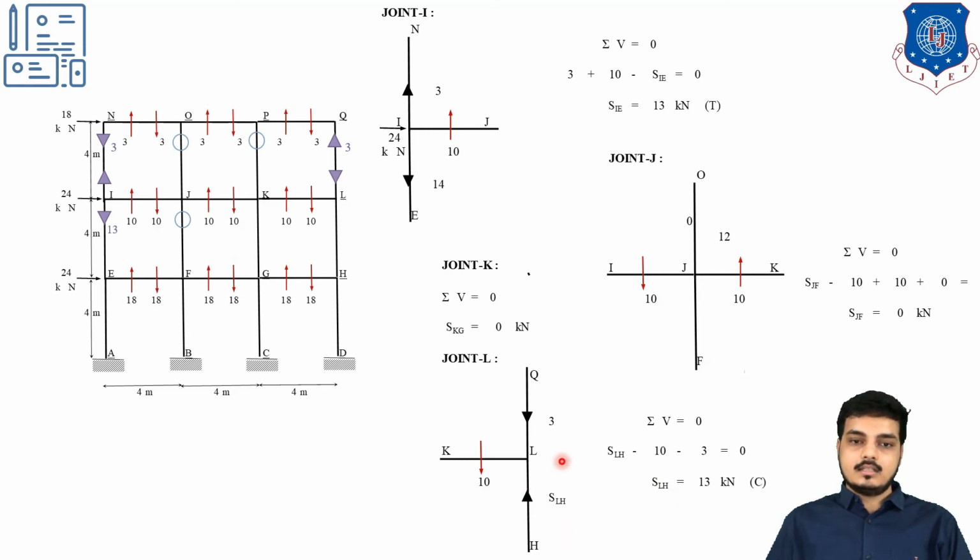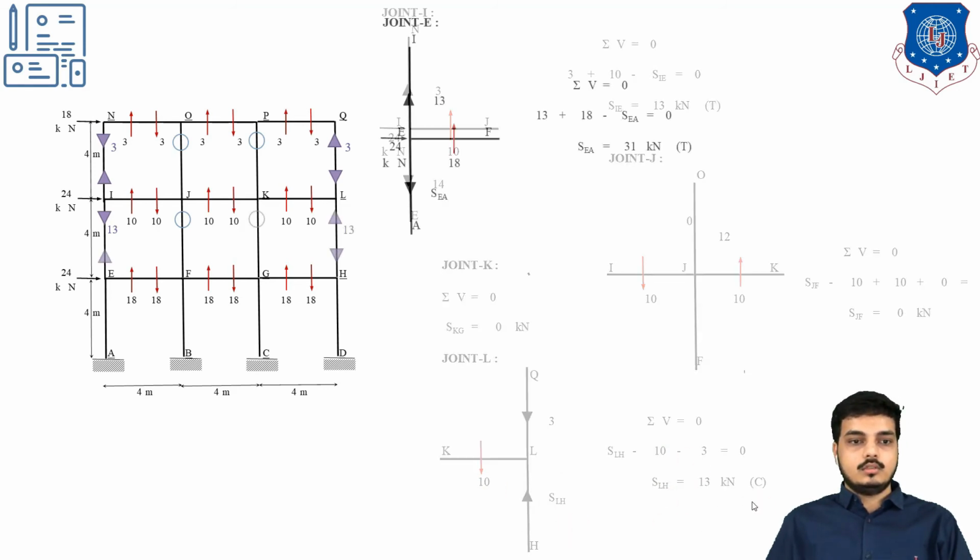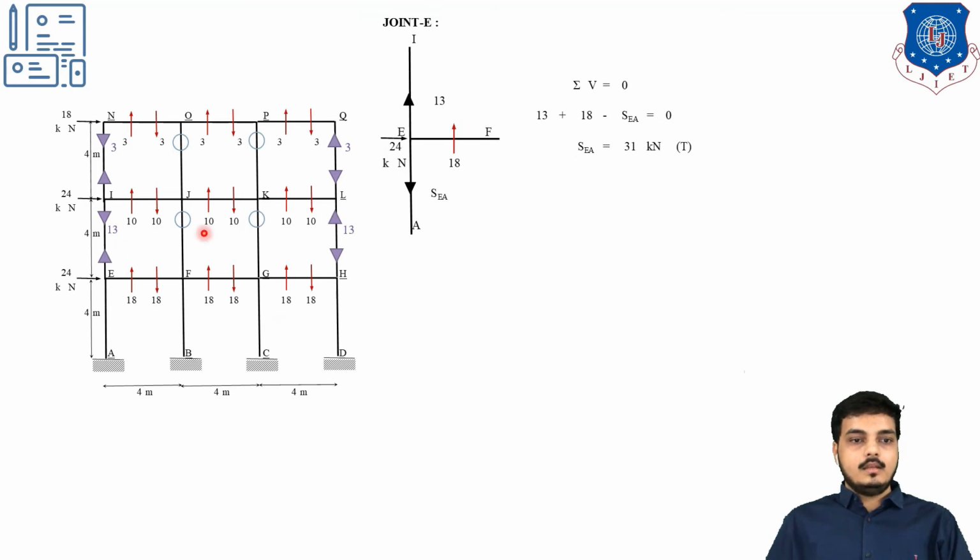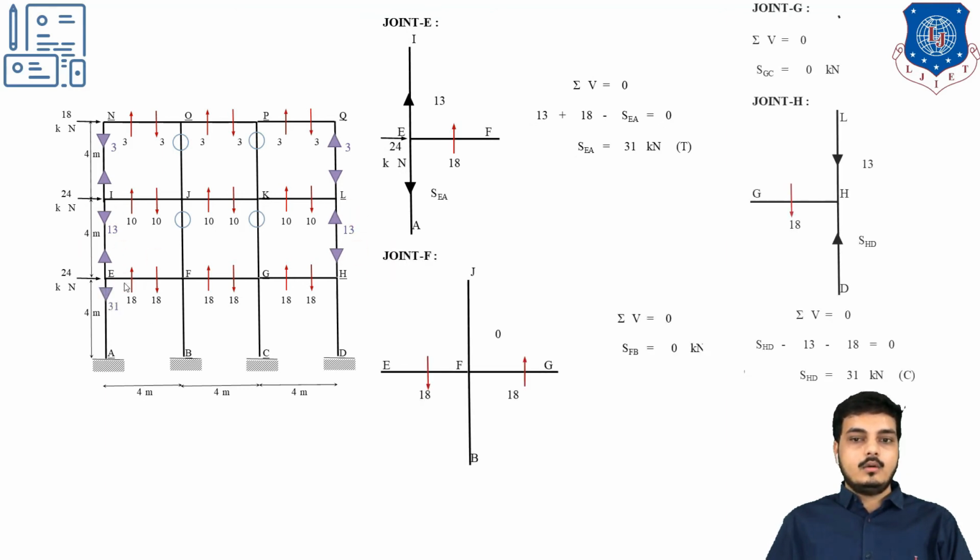I have assumed S_LS as an upward. So these are the forces. Similarly, whatever the forces, place equal and opposite and find out the rest of the values. So I have found out for each of the joints.